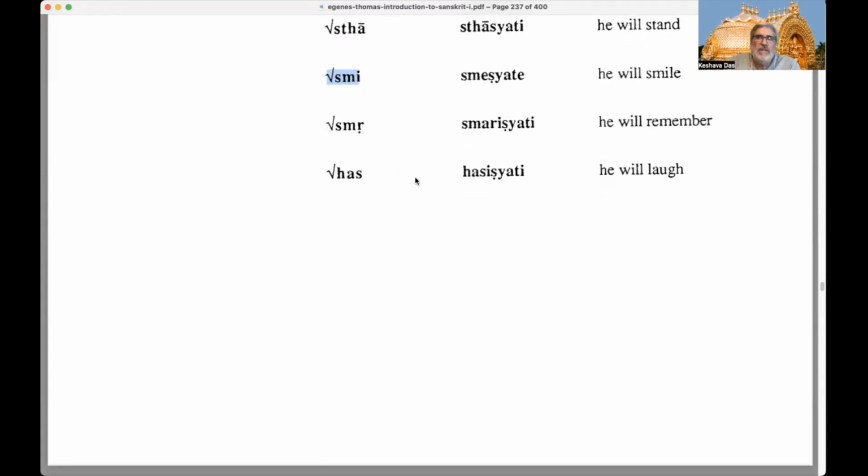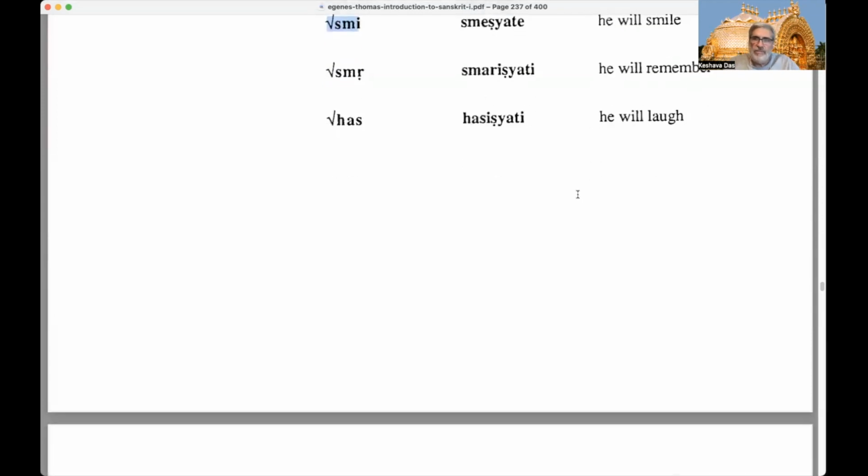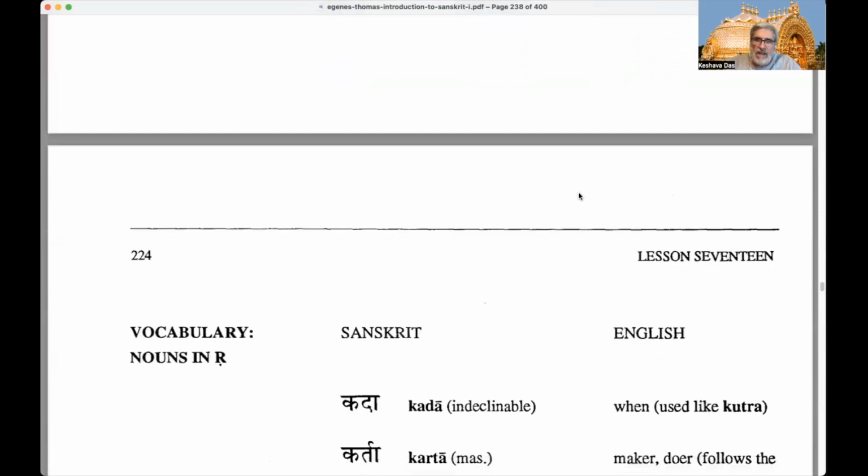Okay, then we have has. Has means to laugh. So hasati, he laughs. Hasami, I laugh, like that. So what about they will laugh in the future? In the future, we get has plus ishya, the future marker, plus t, the third person singular active ending, parasmaipada. Then we get hasishyati. So hasishyati, hasishyataha, hasishyanti, like that. He will laugh, etc. So that's the future tense.